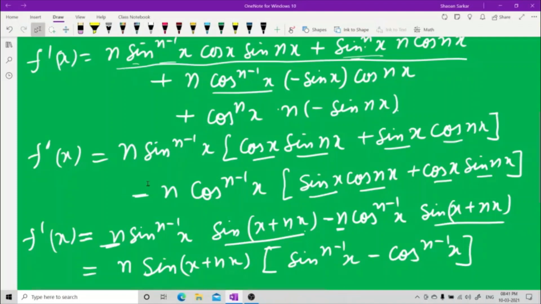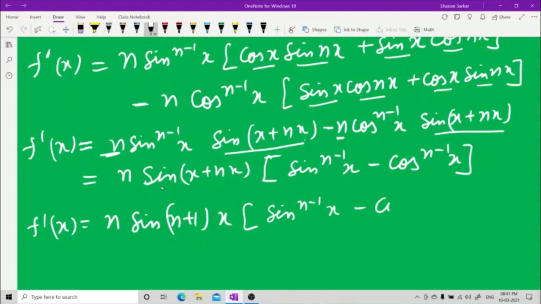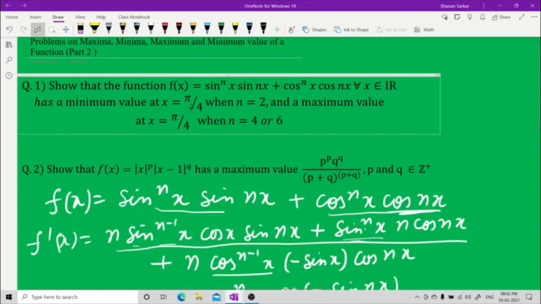This is done. Now you have f dash x as n sin((n plus 1)x), and then you have sin^(n minus 1) x minus cos^(n minus 1) x. Now see, we have to check at x equal to pi by 4, because at x equal to pi by 4 f dash x must be 0. For minimum, f double dash x at pi by 4 when n equals 2 is greater than 0, and for maximum, the second derivative at pi by 4 when n equals 4 and 6 is less than 0. But the first derivative at pi by 4, whether for this one or this one, should be 0.